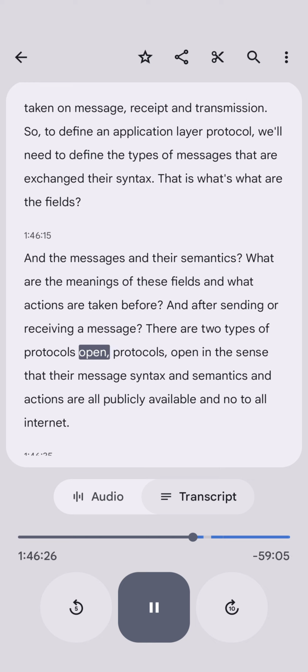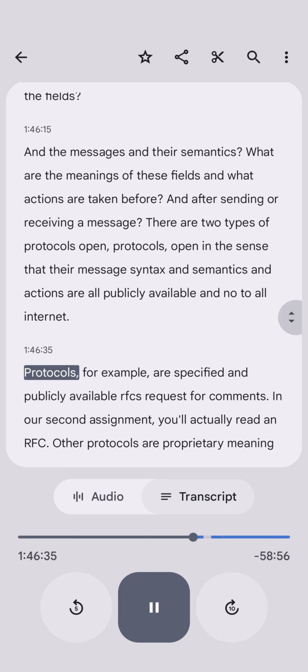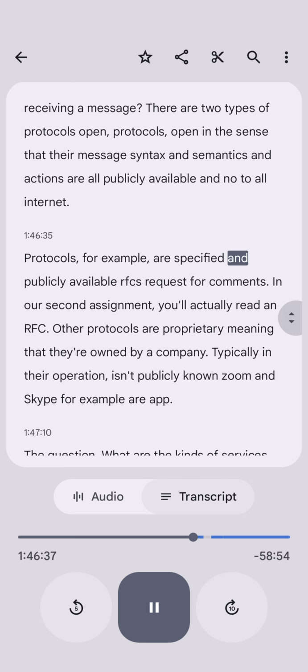There are two types of protocols. Open protocols, open in the sense that their message syntax, semantics and actions are all publicly available and known to all. Internet protocols, for example, are specified in publicly available RFCs, requests for comments. In our second assignment, you'll actually read an RFC. Other protocols are proprietary, meaning that they're typically owned by a company, and their operation isn't publicly known. Zoom and Skype, for example, are applications with proprietary application layer protocols.